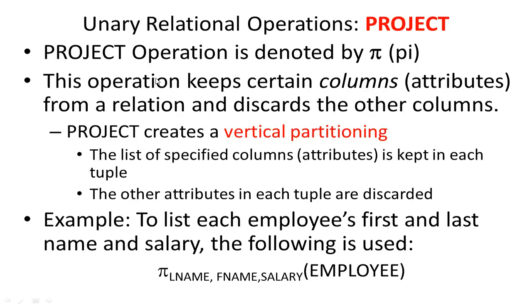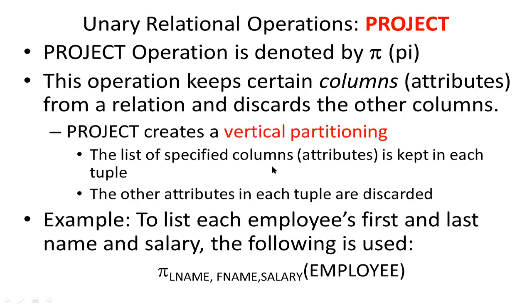Here the project operation is denoted by the pi symbol. We use the pi symbol here, whereas there we used sigma. This operation keeps certain column attributes from a relation and discards the other columns. Similarly, based on the condition, the set of columns will be selected, and whichever columns are not in the condition will be discarded. So the project creates a vertical partitioning.